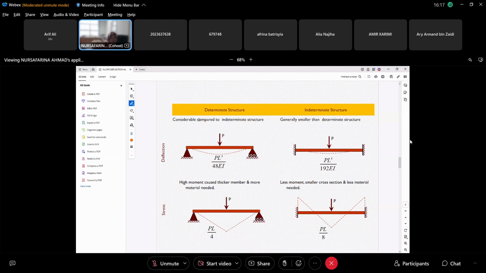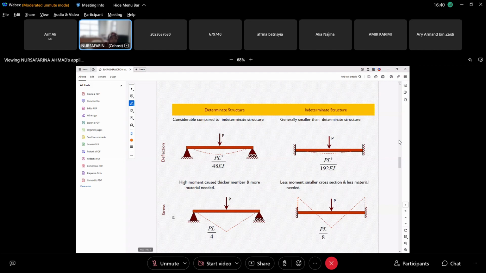If it is determinate, you can see the elastic curve here. This is what we call the elastic curve. The deflection of the beam is higher, compared to here, where it is smaller, in the indeterminate structure.